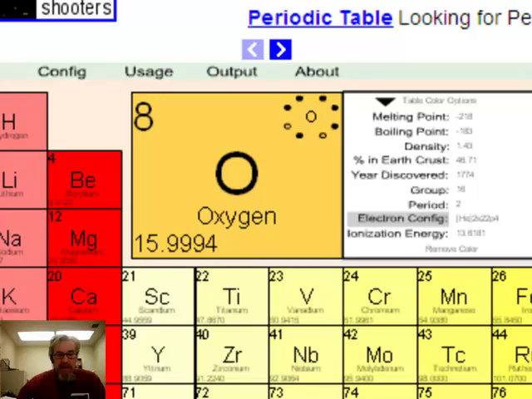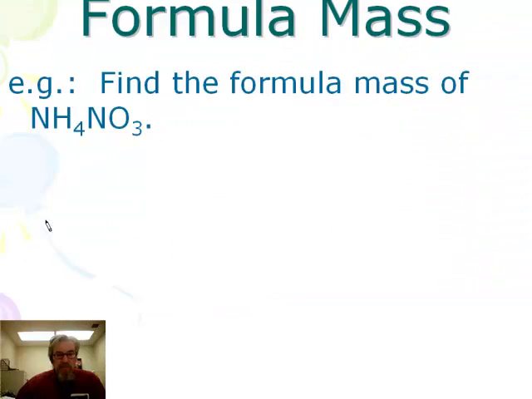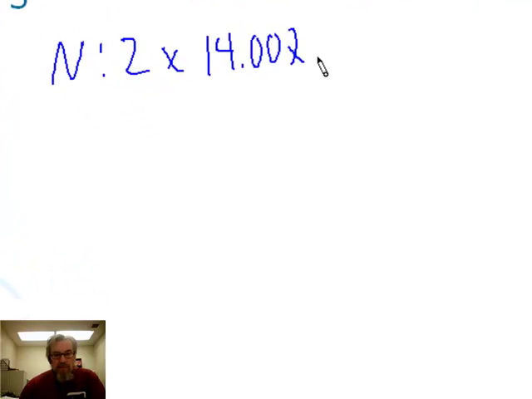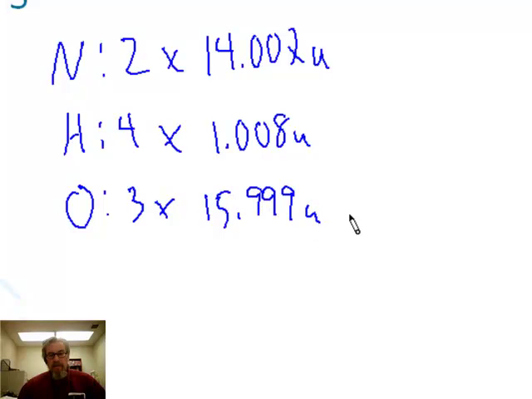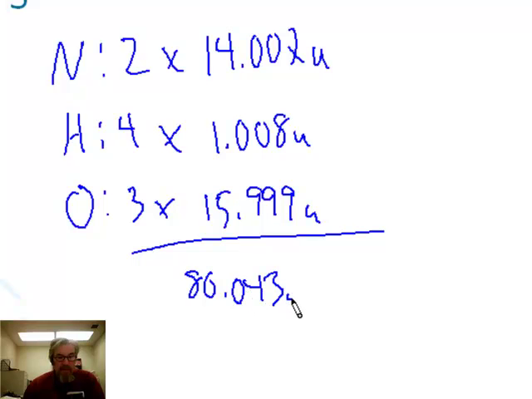So keeping those things in mind, I'll go back and solve my problem. So I've got 2 nitrogens, 2 atoms at 14.007 AMUs per atom. I've got 4 hydrogen, so that would be 4 at 1.008 U's apiece. And for oxygen, I've got 3 at 15.999 U's. As you're following along with these notes, I would recommend that you have your own periodic table available so you can quickly find out where these numbers are coming from. If I add all this up, here's what I find. I come up with 80.043 AMUs.